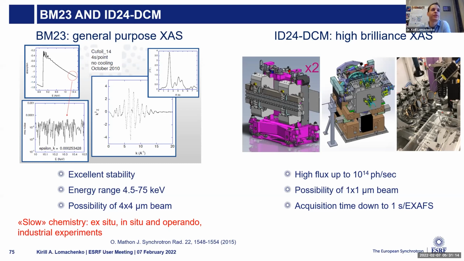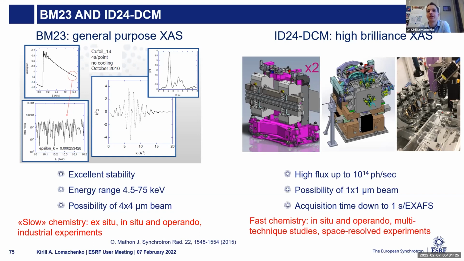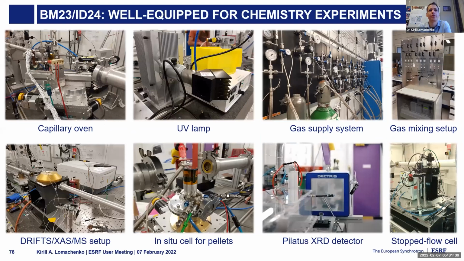So BM23 will be used for slow chemistry, relatively slow chemistry, operando, industrial experiments, and the ID24 DCM will be dedicated to faster chemistry where you need to really measure fast, or to space resolved experiments where you need to measure fast at many different points in the sample. So we are very well equipped.